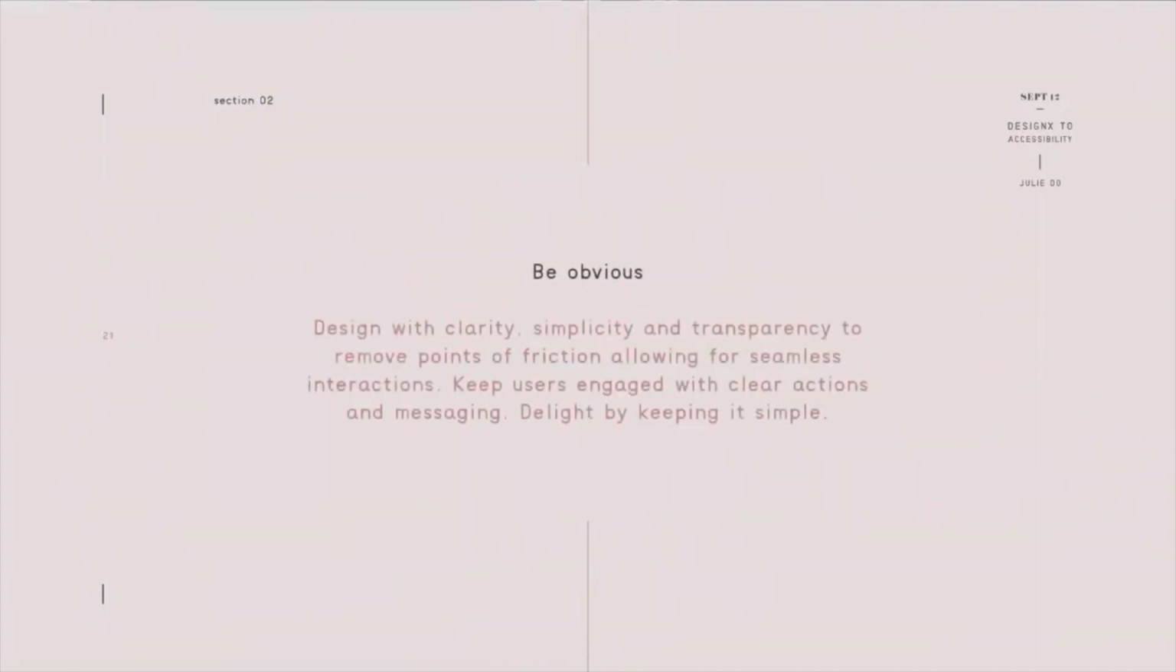A third one, this is probably a super, super obvious UX principle, but that principle for us is literally just to be obvious. So design with clarity and simplicity and transparency to remove points of friction. I think sometimes we forget that simple experiences aid accessibility in every way possible. So that's something that our team needs to be super mindful of when they make design decisions.